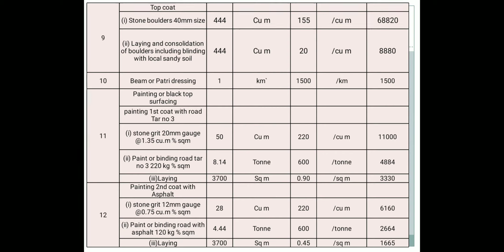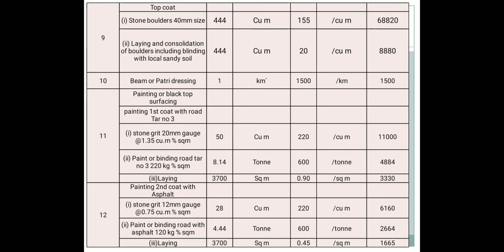For the top coat, stone boulders of 40 mm size, 444 cubic meter, 155 per cubic meter, 68,820. Laying and consolidation, 444 cubic meter. For per cubic meter it is 20, so that is 8,880. Beam or patching is 1 kilometer, 1,500 per kilometer is 1,500.